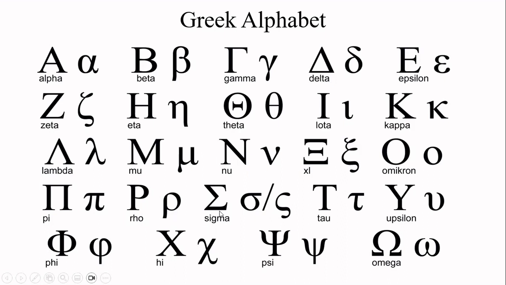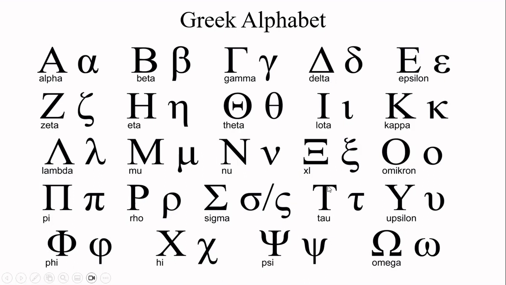Next letter is sigma. Sigma. This is a capital sigma. And we actually have two lowercase sigmas. Now this is the only letter that has two lowercase letters like this. However, this sigma is only used if this letter is the last letter of the word. If it's in the middle or the beginning, use this sigma. However, if it's the last letter of the word, use this sigma.